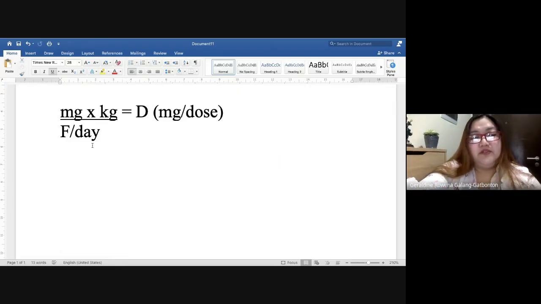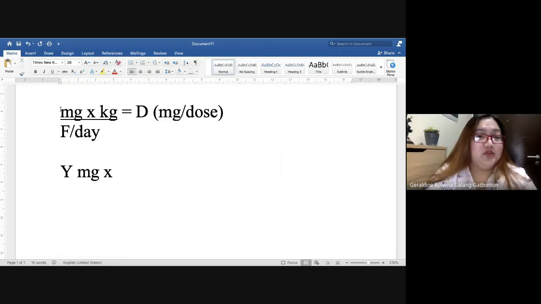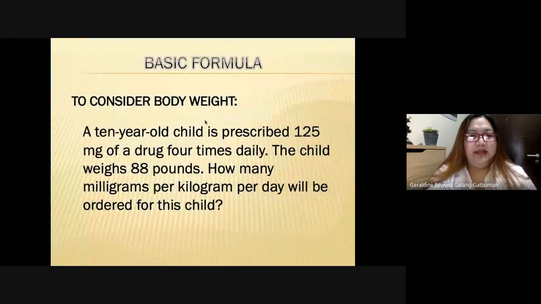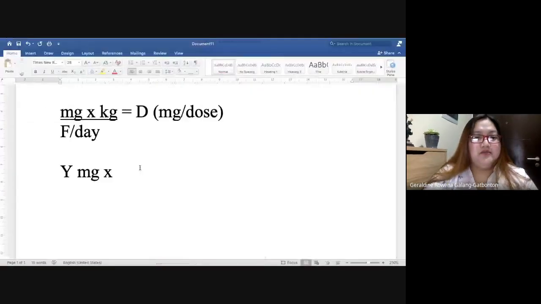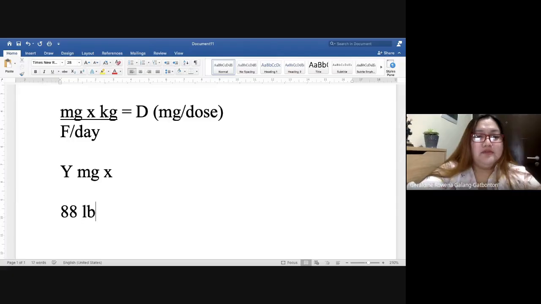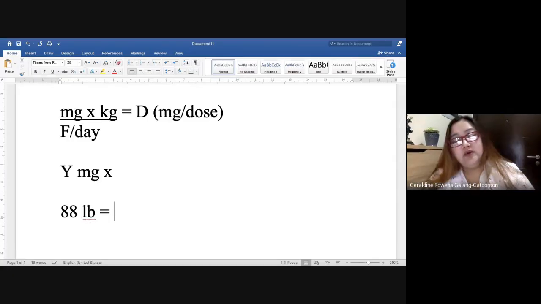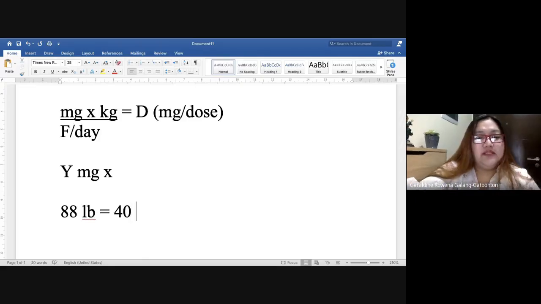Let's say, for example, it's y. Ang hinahanap natin is y, the value of y. Y mg times, kasi ito yung hinahanap natin eh. Okay? Y mg times ilang kilo? So, ilang kilo ba yung bata? 88 pounds. 88 pounds, when you convert that to kilo, 1 kilo is 2.2 pounds, so it's 40 kilograms. So y mg times 40 kilogram.